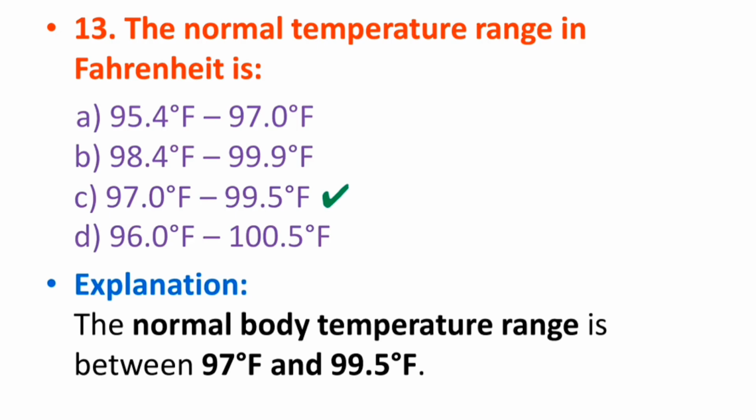The normal temperature range in Fahrenheit is option A 95.4 to 97.0 degrees Fahrenheit, option B 98.4 to 99.5 degrees Fahrenheit, option C 97.0 to 99.5 degrees Fahrenheit, option D 96.0 to 100.5 degrees Fahrenheit. The correct answer is option C.